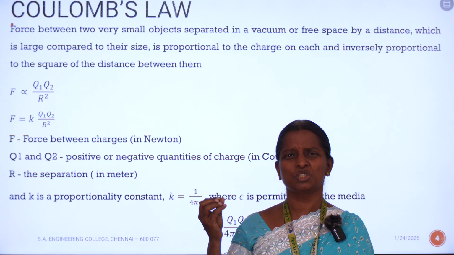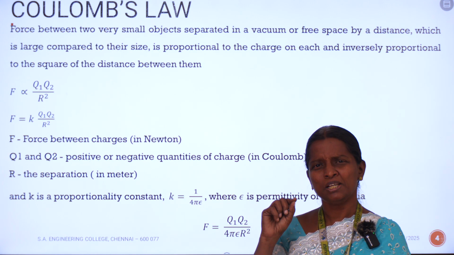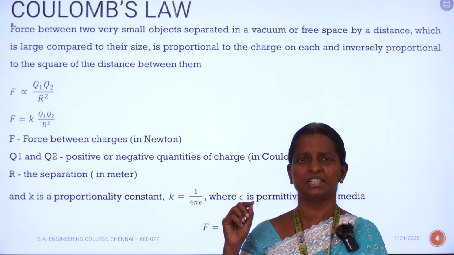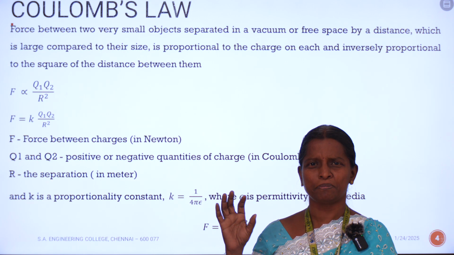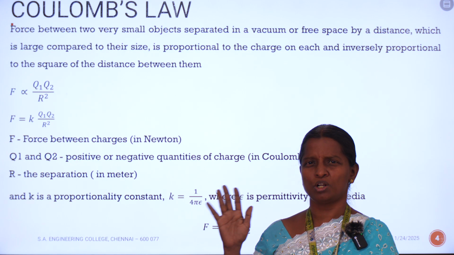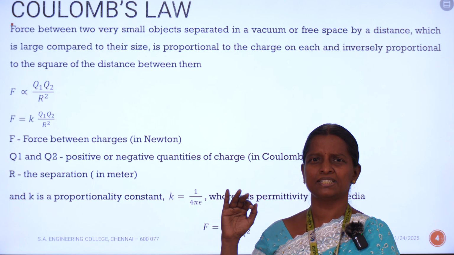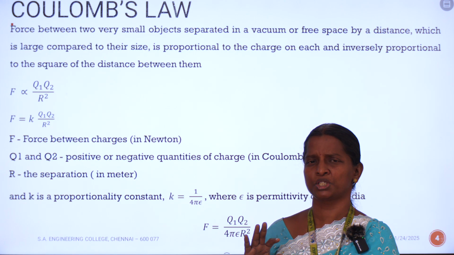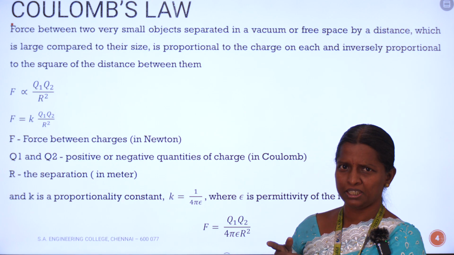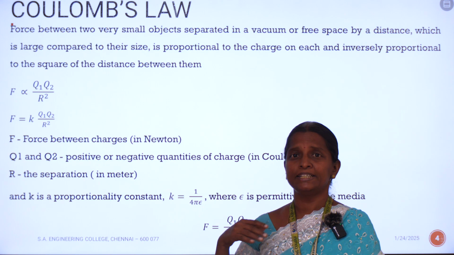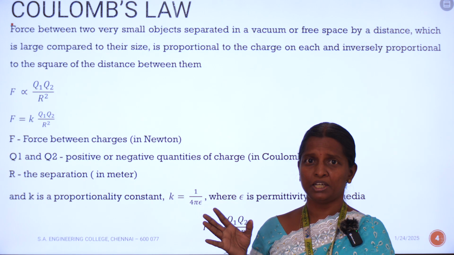So that conversion is also important. Millicoulomb means multiplied by 10 power minus 3. Micro means 10 power minus 6. Milli, micro, nano, pico, femto: 10 power minus 3, minus 6, minus 9, minus 12, minus 15. This is an important conversion while solving problems in the GATE exams. So it depends on the quantity of the charge value.